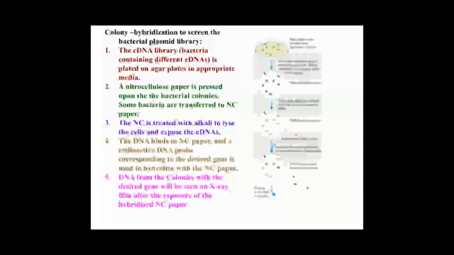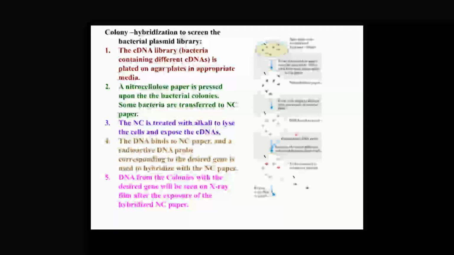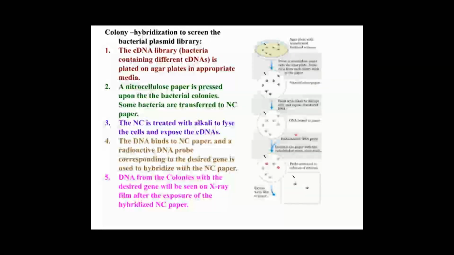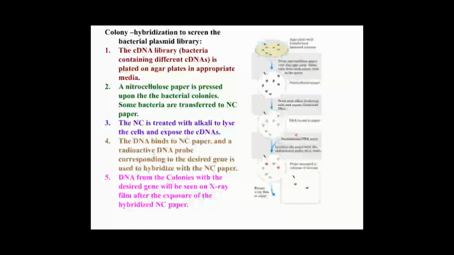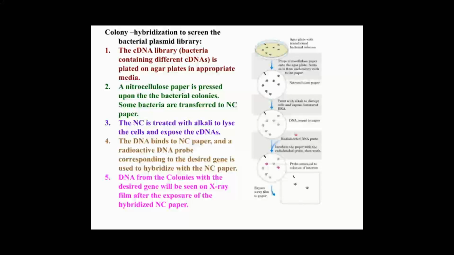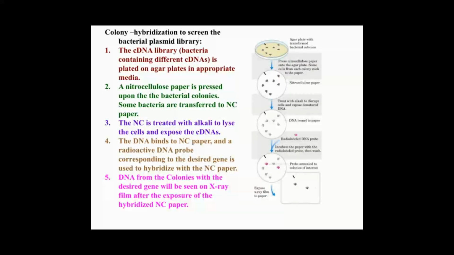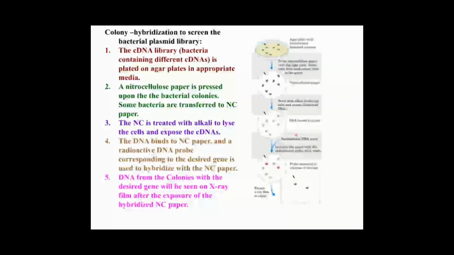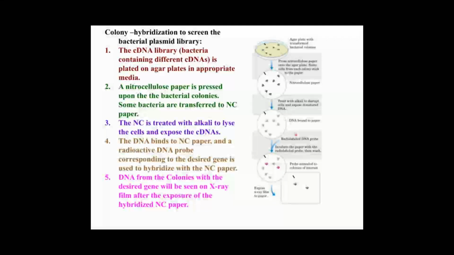To find the specific gene we're interested in, we use a radioactive DNA probe that's complementary to our target gene. This probe hybridizes, or binds, specifically to the matching cDNA on the NC paper. Finally, after exposing the hybridized NC paper to X-ray film, the areas with the desired gene show up as dark spots. This allows us to identify the colonies harboring the specific cDNA we're after. This process is a powerful way to screen large libraries efficiently and connect the dots between the bacterial colonies and the genes we want to study.